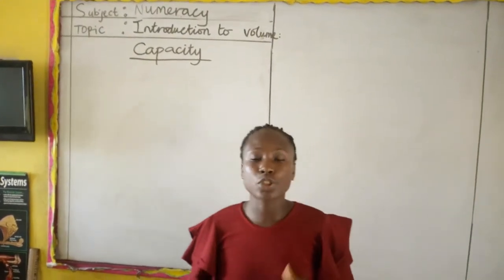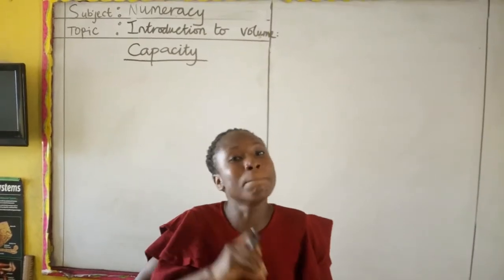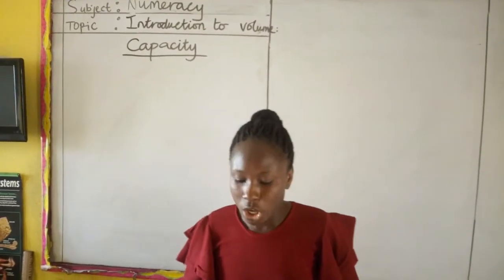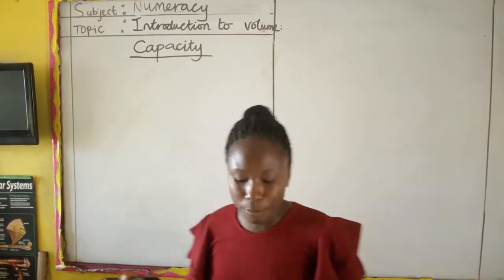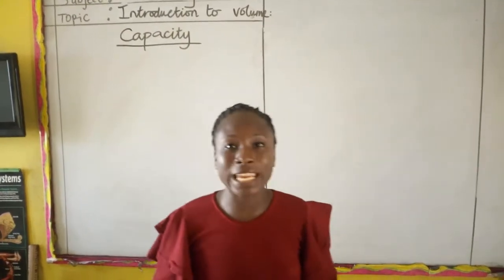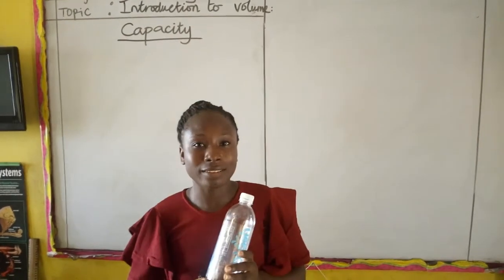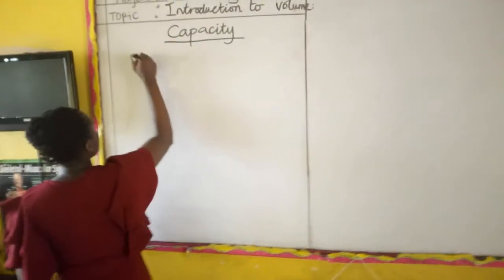Okay, so children, I want you to first of all know what volume means. Do you understand? So volume is the amount of space that the liquid takes up in a container. Volume, amount of space. Okay, let me write it on the board.